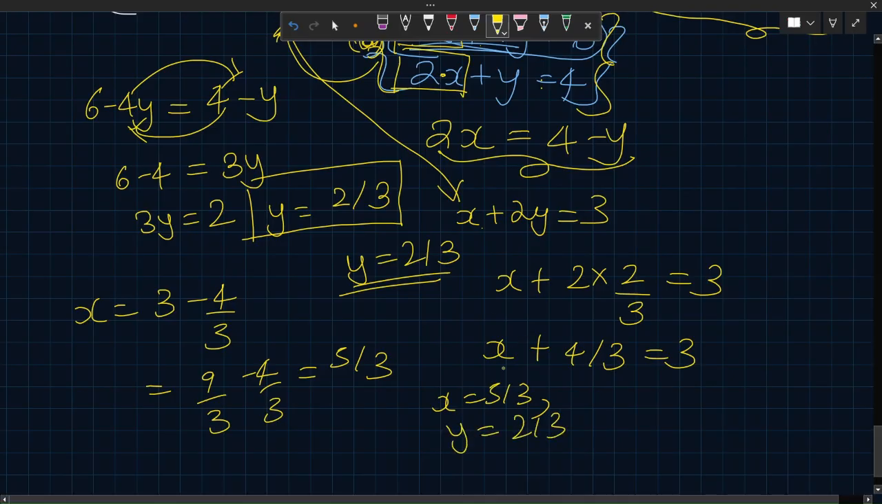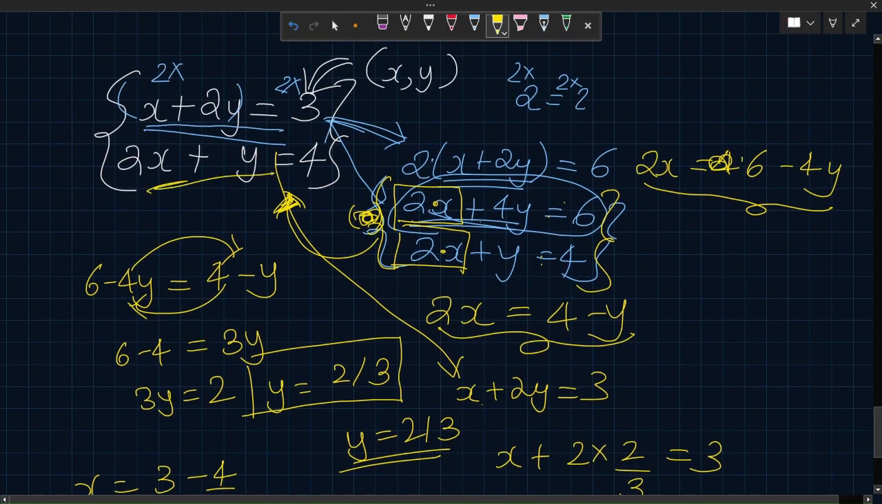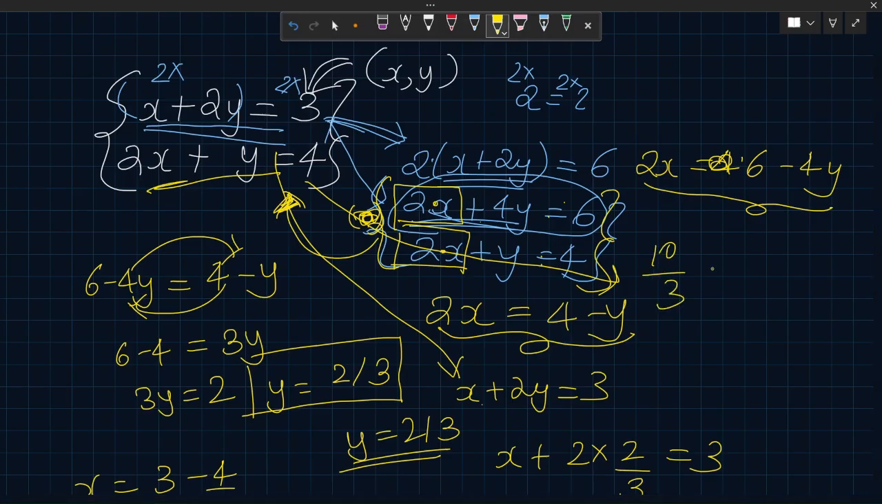And you can pretty much verify that this also satisfies this particular case. So 2 times 5 by 3 would be 10 by 3, plus 2 by 3, that is 12 by 3, which is indeed 4.